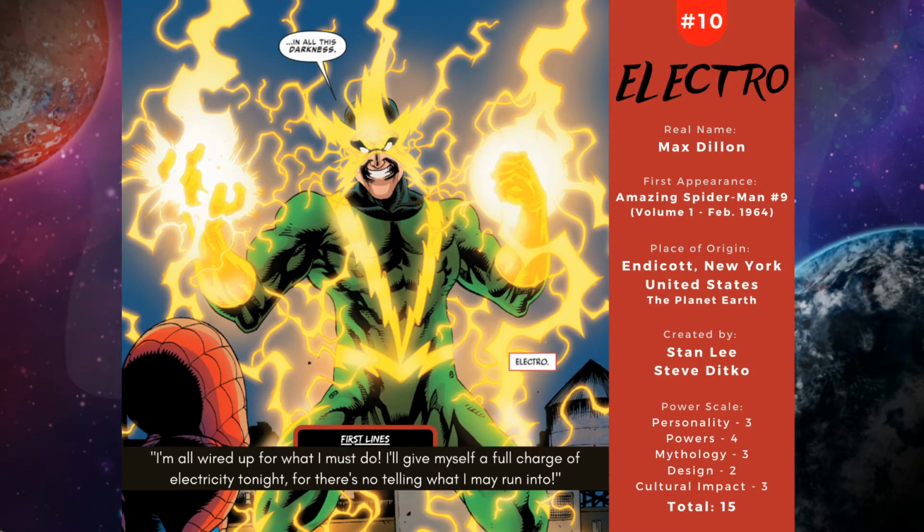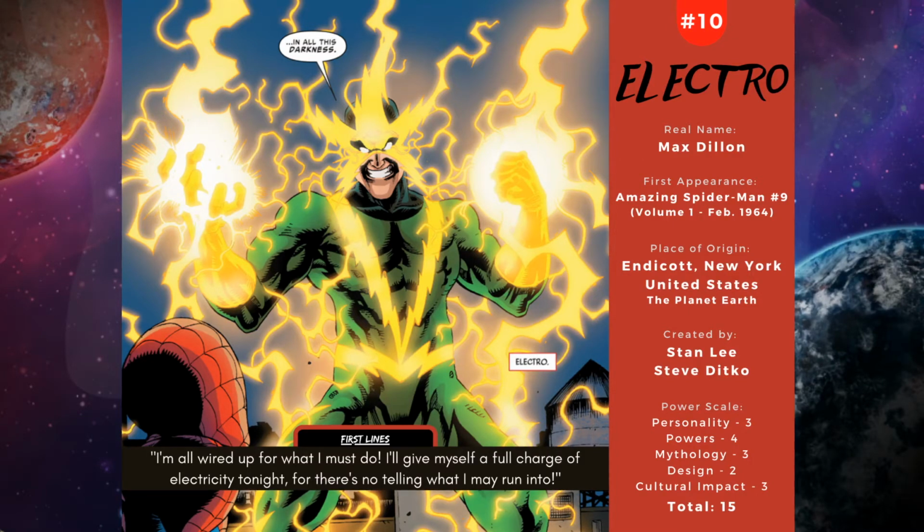Moving to the power scale, and a quick review for those of you who might be new about the power scale. 5 categories, 5 points each, possible total of 25. Personality, powers, mythology, design, and cultural impact. The mythology is all of the characters' comic book stories. And cultural impact is everything that takes place outside the pages of comic books. So, movies, TV series, video games, so on and so forth.